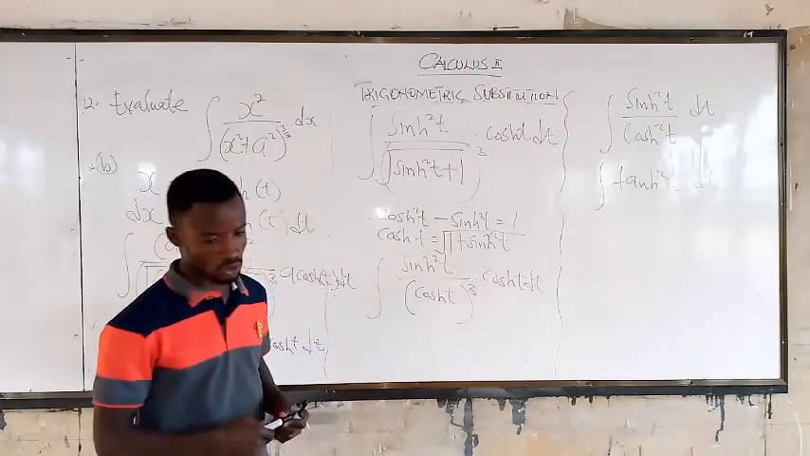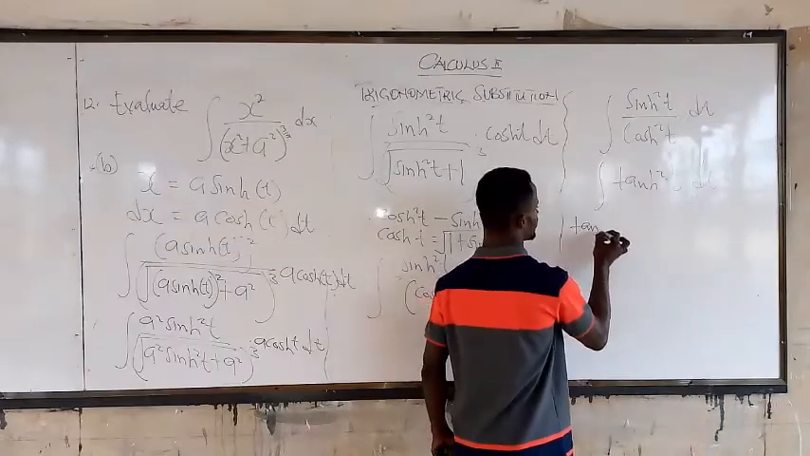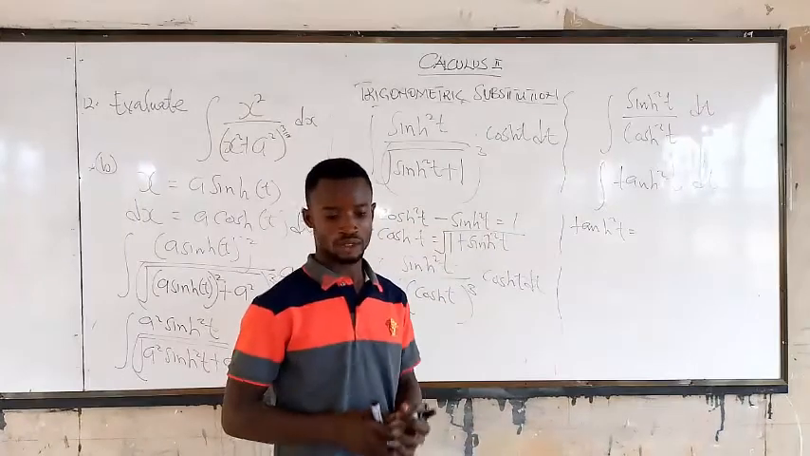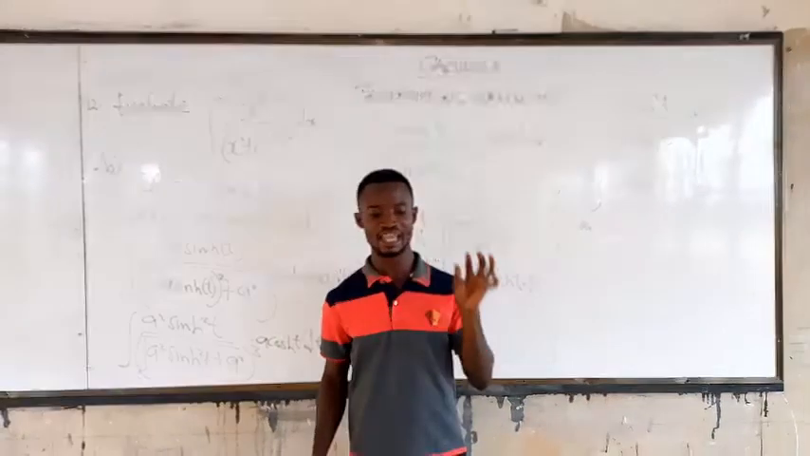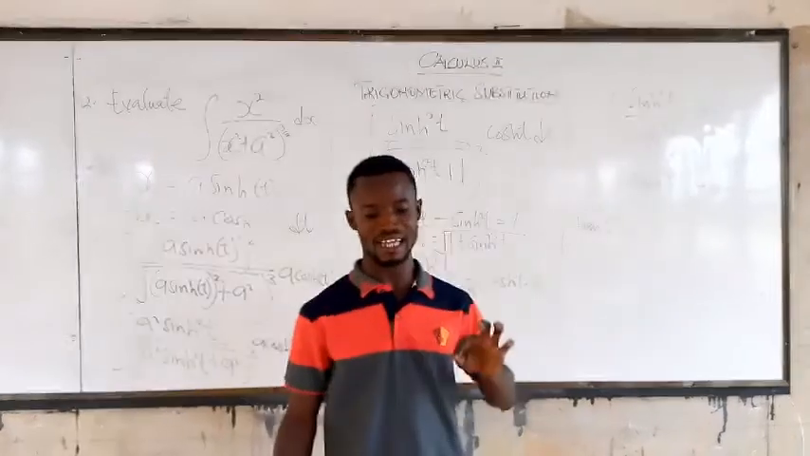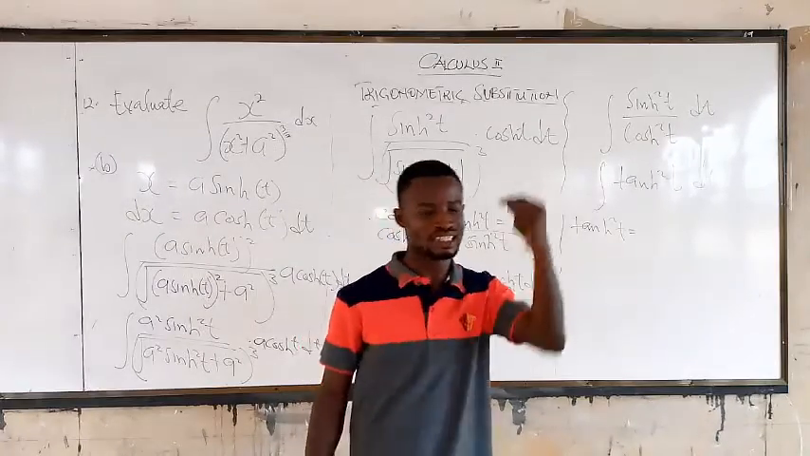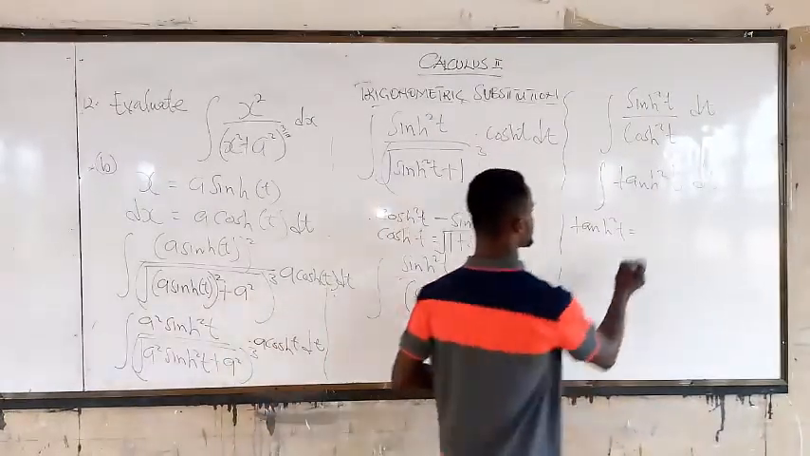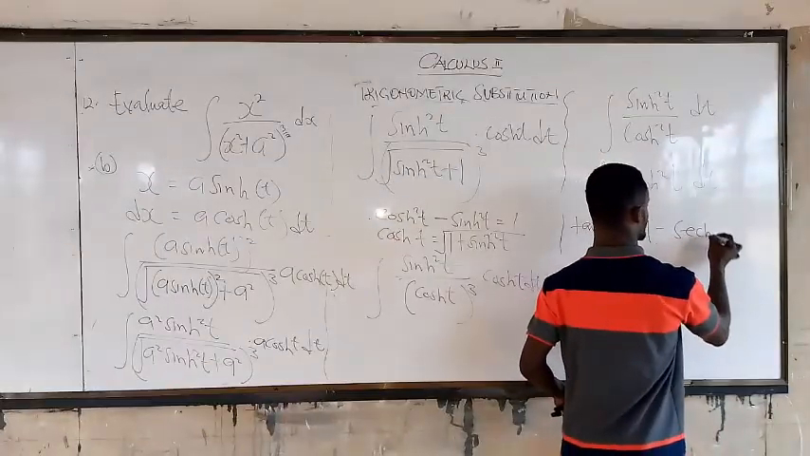That's going to be somehow tedious for us, so don't worry. We know that tanh squared t, let me first give it to you in this way. We know that sech squared t is equal to 1 minus tanh squared t. It's going to be 1 minus, not 1 plus, that is trig, this is hyperbolic. So to make tanh squared the subject, you're going to get 1 minus sech squared t.